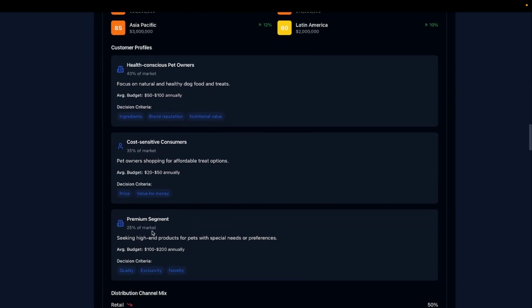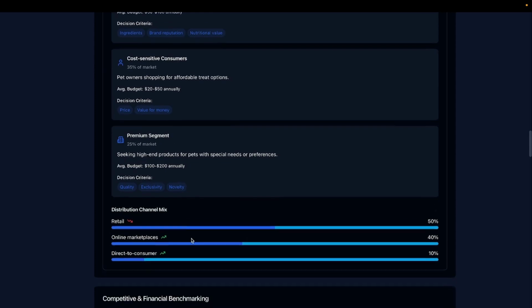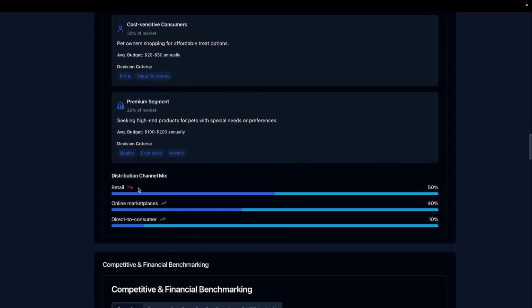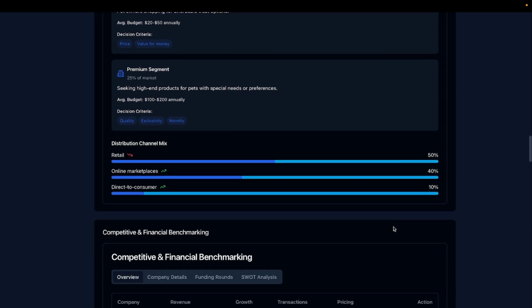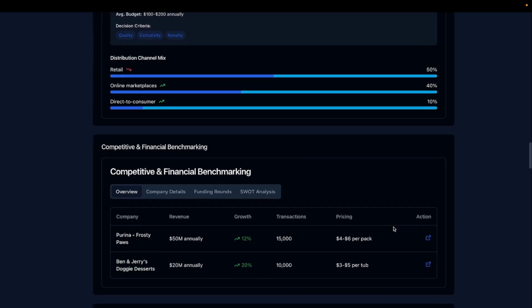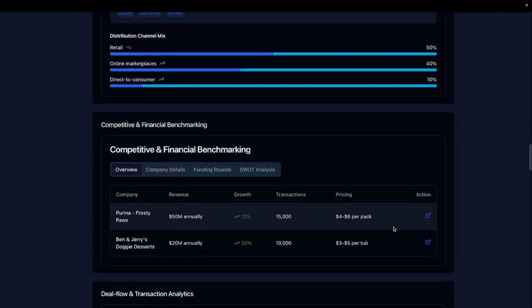And then premium segment as well. So you can go ahead and check how this is sold. So 50% in retail, 40% online marketplace, which I expected this to be the top, but this is new, right? And direct to customer 10%, alright? And then here's competitive financial benchmarking, so many metrics, alright?